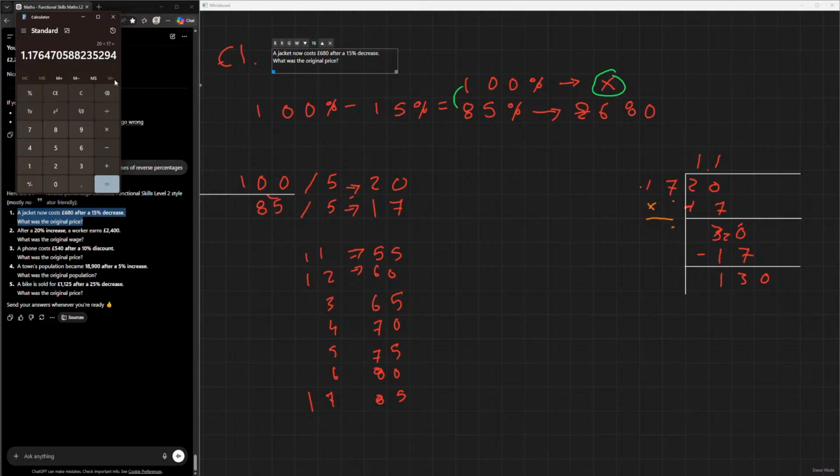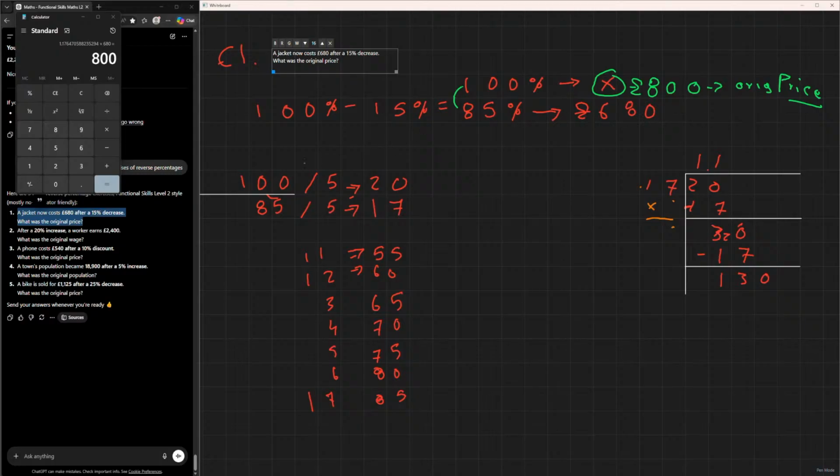Now, if I do, let's do this one, to go from here to there, I need to times it. 680 is 800. So this one is going to be 800 pounds, the original price.